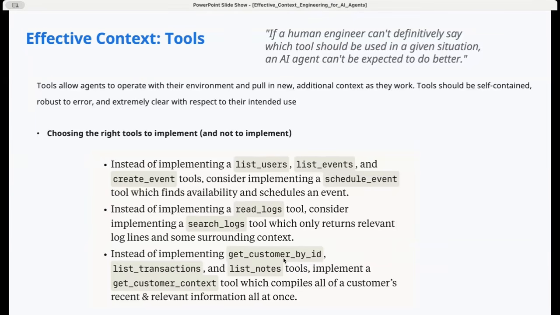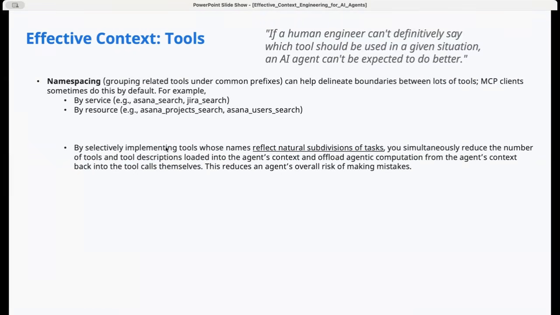And also, instead of implementing get customer by ID and so on, you can just have a get customer by context. It's one tool that can support the customer ID or transaction ID or some detailed tag, and you can integrate it all into one tool, so that you also help reduce the number of tools you provide to the LLM. So that's the first guideline.